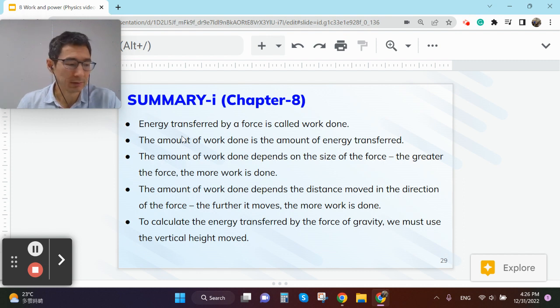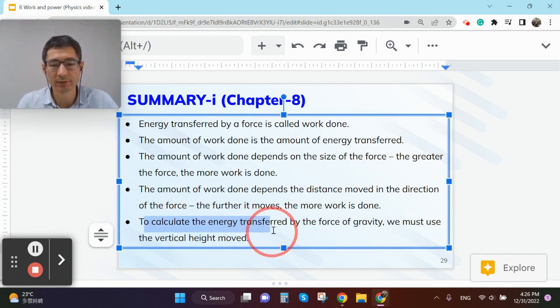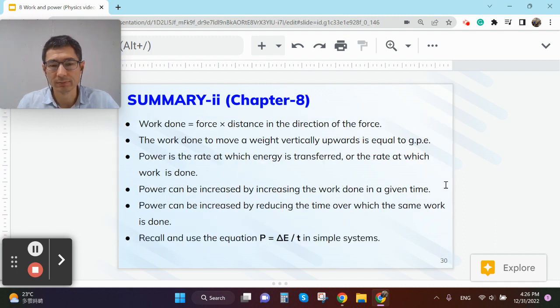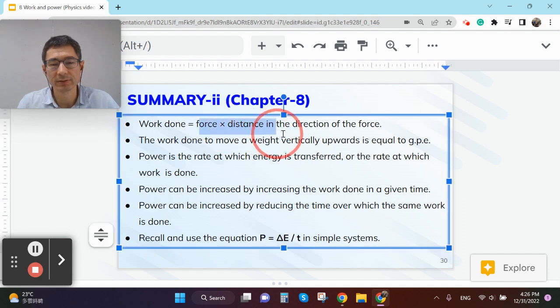Please go to your book, at the end of the chapter. To calculate the energy transferred by the force of gravity, we must use the vertical height. The work done is force times distance, isn't it? In the direction of the force.